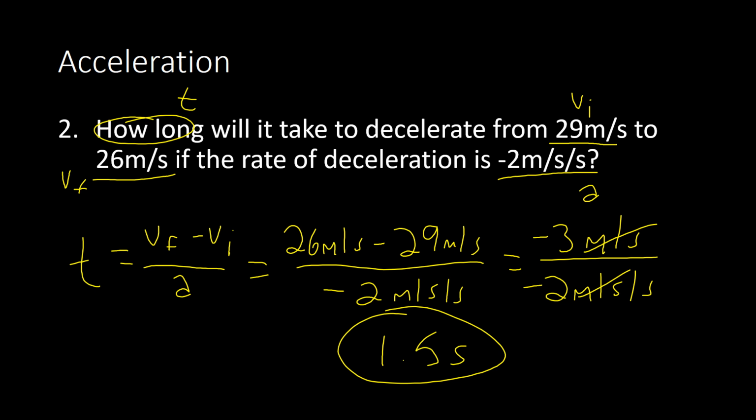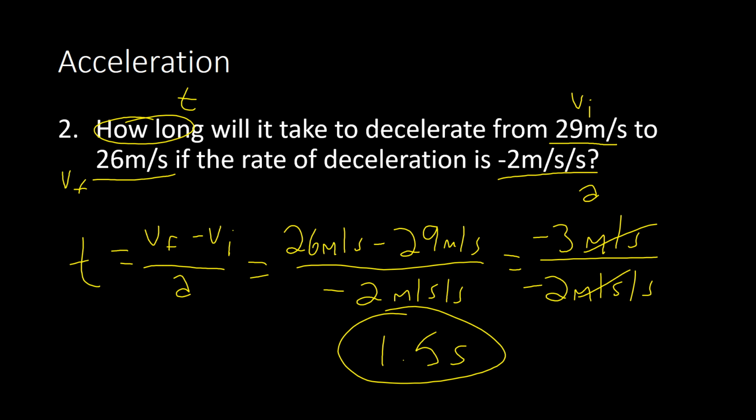Okay, it's important to note that time can never be negative. So if you ended up with a negative time, most likely you flipped your initial and final velocities. It's also important to remember that negative acceleration doesn't necessarily mean that the object is slowing down. It could be speeding up but moving in a negative direction. So don't just automatically assume that a negative acceleration means that you're slowing down. But again, your time always has to be positive.